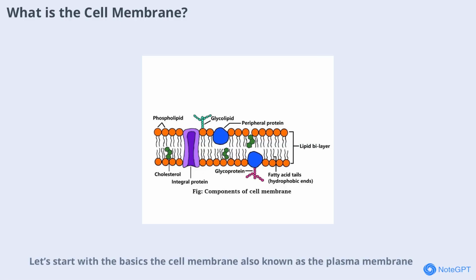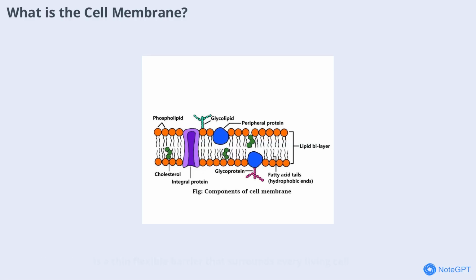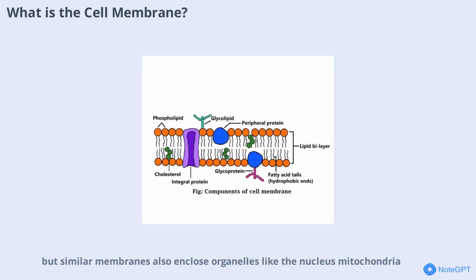Start with the basics. The cell membrane, also known as the plasma membrane, is a thin, flexible barrier that surrounds every living cell. Think of it as the cell's security gate, separating the internal environment from the outside world. Not only does it wrap around the cell, but similar membranes also enclose organelles like the nucleus, mitochondria, and in plant cells, chloroplasts and vacuoles.